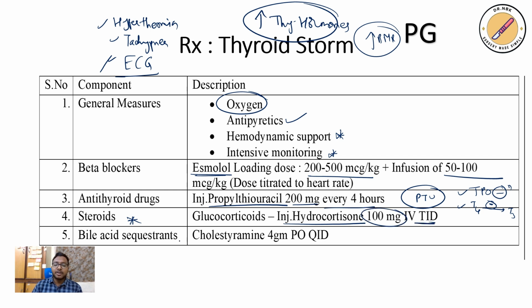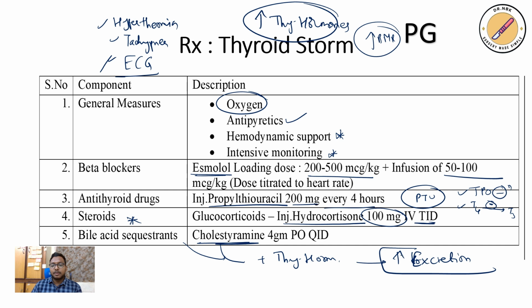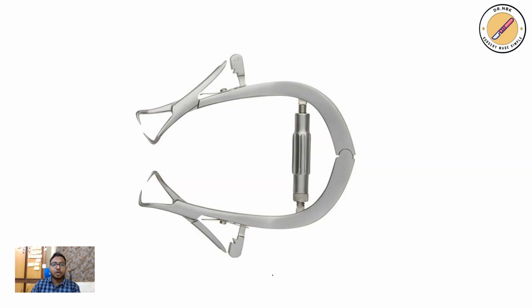Then a bile acid sequestrant is useful, such that the cholesterol, whatever the bile acid sequestrant, will bind with the thyroid hormone, and there will be increased excretion of thyroid hormone. So that is how this will be useful. So you can go for cholestyramine tablet 4 grams per oral QID. Okay. So this is regarding the treatment of thyroid storm.